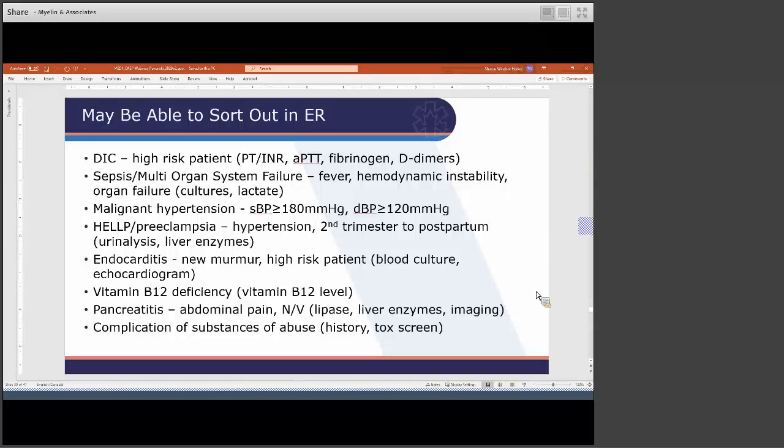So what can you actually sort out in the ER? Well, you can probably sort out DIC in the ER. Usually you would be dealing with a high-risk patient, so someone with sepsis or someone with disseminated malignancy. You've ordered your coagulation studies and they're suggestive of DIC. Hopefully you can pick up sepsis with multi-organ system failure on clinical grounds, as well as obviously cultures and lactate.